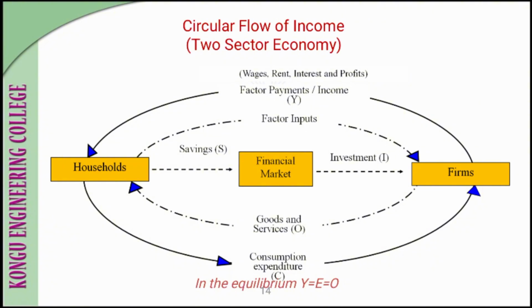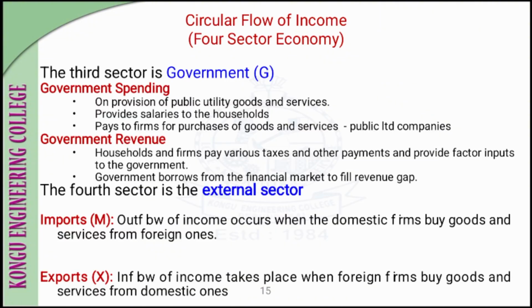The households also spend on consumption expenditure, and some small amount they save. That saving goes into the financial market, and those savings they may invest in the companies. So this is the two sector economy, a simple understandable two sector economy.